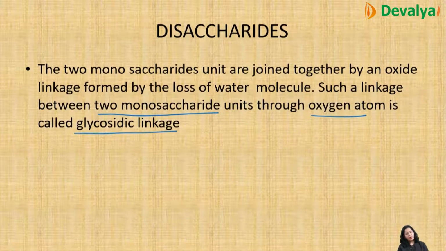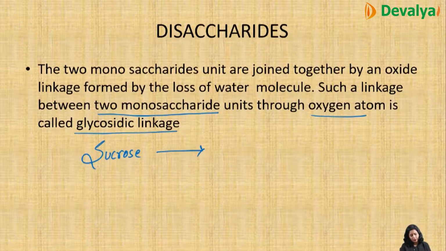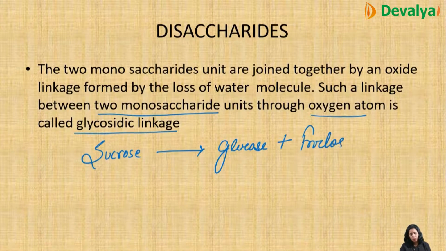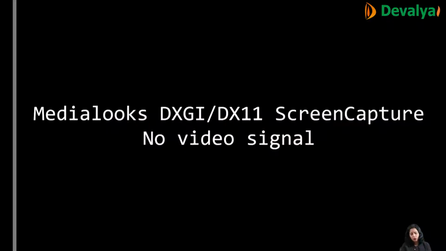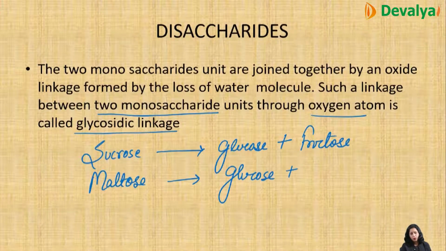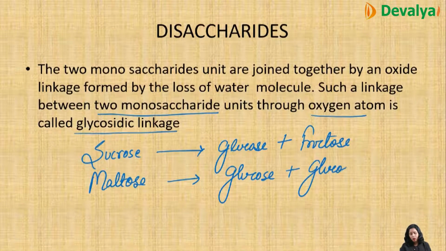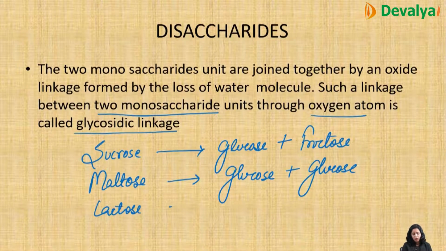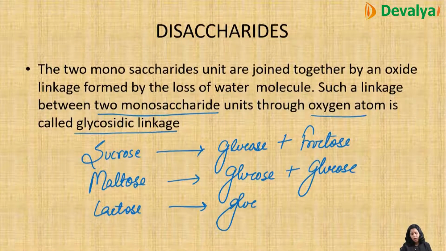So mainly we have three examples of the disaccharide, that is sucrose, which always after the hydrolysis gives glucose and fructose, maltose, which gives glucose and glucose, and then you have your lactose, which on hydrolysis gives glucose and galactose.